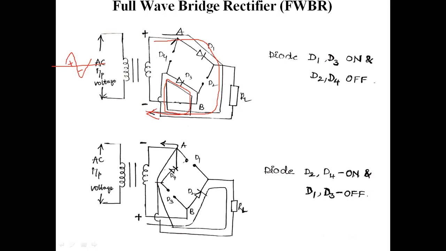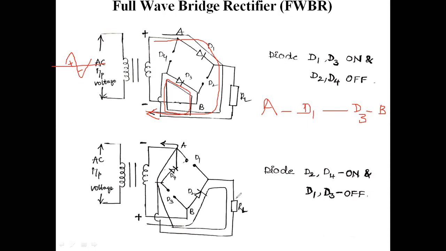In this way, the current is transmitted from point A to D1, next to D3, and then to terminal B. So the flow of current takes place from the positive terminal to the negative terminal here.